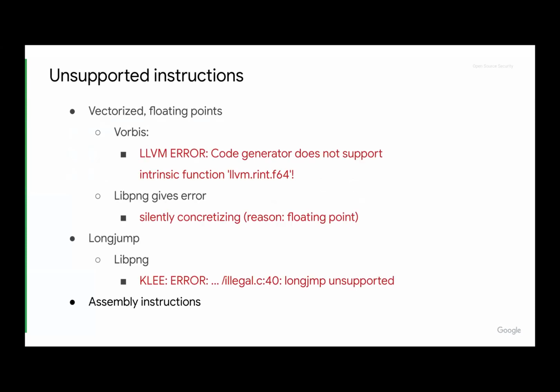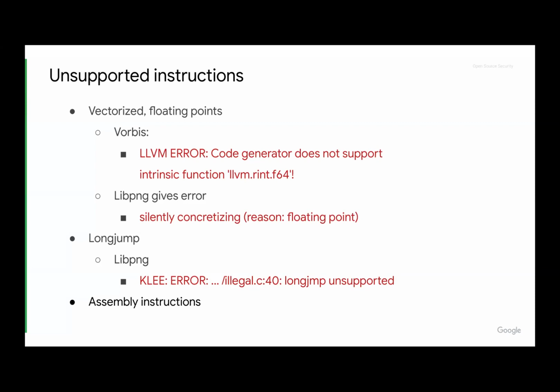Before talking about the experiment that we ran, I want to mention some of the problems that we encountered along the way. I don't think this is unique to us, but I still want to point it out. The first problem was around unsupported instructions, such as vectorized instructions or floating points. For example, we could not integrate KLEE for the Vorbis target because of this problem. We also encountered problems with long jump instructions and the use of assembly instructions. Unfortunately, many of those programs in OSS Fuzz make use of assembly instructions. I believe about half of them.